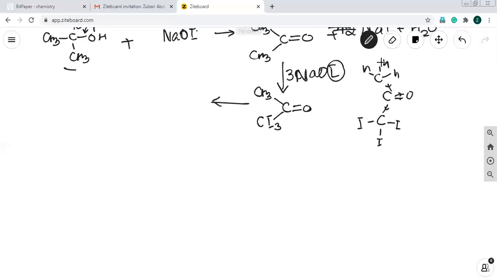This will become more difficult. Substitution of this hydrogen with this I will become more difficult. That's why only one CI3 is getting removed. Now, in the next step, once this is formed, this will react with NaOH. This will react with NaOH. And this H will be given to this.